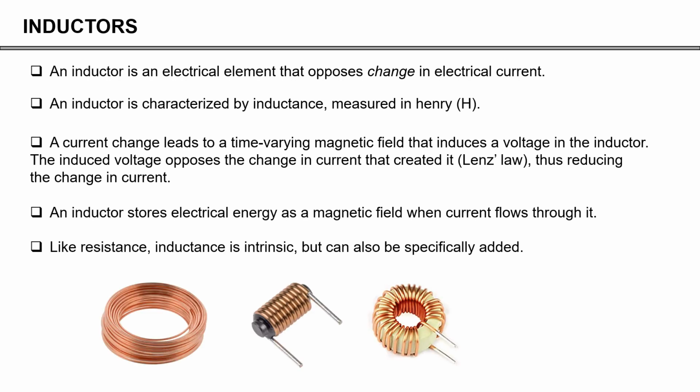An inductor stores electrical energy as a magnetic field when a current flows through it. And pretty much any material has some level of inductance, similar to resistance. So a straight copper wire will have some inductance, but you can also really emphasize the inductance. If you loop it like this and you make it into a small solenoid, that will have a much higher inductance than a straight copper wire. So you can definitely add inductance on purpose if you need to.